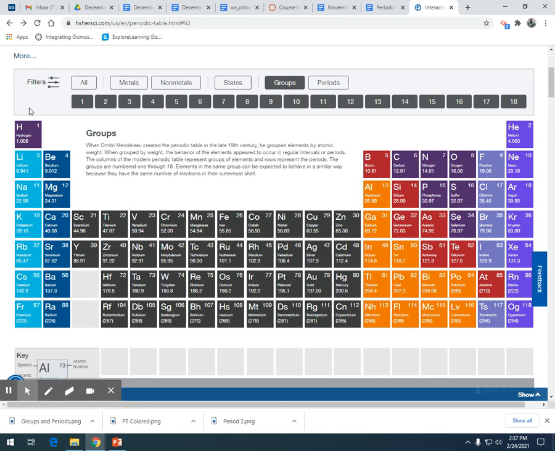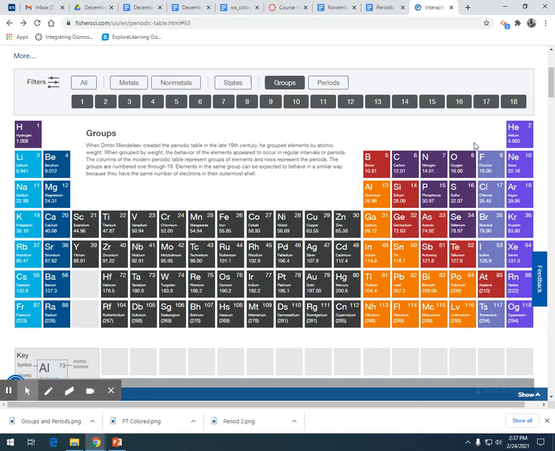The rule is group 1 has 1 electron. Group 18 has 8 electrons in the outer shell, not total, in the valence shell. Group 2, which is beryllium, magnesium, calcium, strontium, barium, radium, has 2 valence electrons, so it's 2 extra from that full shell. Group 17, which is fluorine, chlorine, bromine, iodine, astatine, they all are 1 short of a full shell, so we consider them to have 7. 17 has 7. 18 has 8.